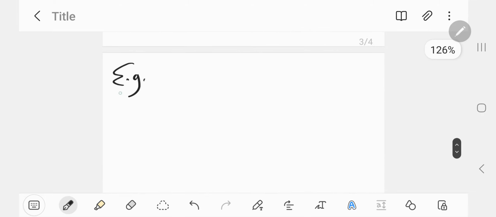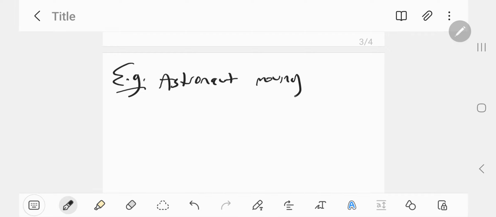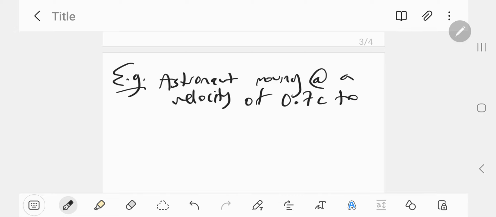Let me do an actual example to illustrate this. Let's suppose you have astronauts. An astronaut moving at a speed of, let's say, 70% the speed of light. That's what that means, 0.7 times C. If you work it out on a calculator, 0.7 times 300 million, you'll get 70% the speed of light. So let's suppose an astronaut's moving at a velocity of 70% the speed of light to planet X.